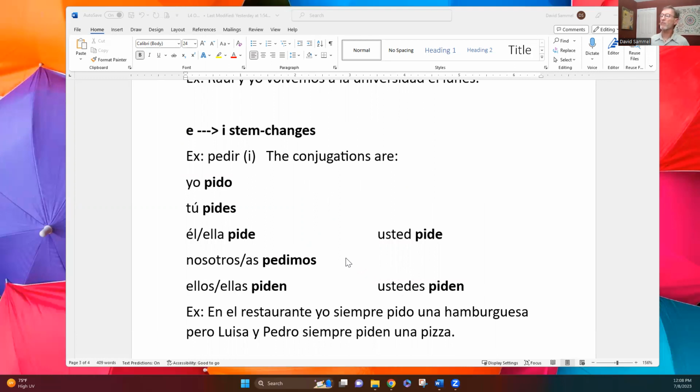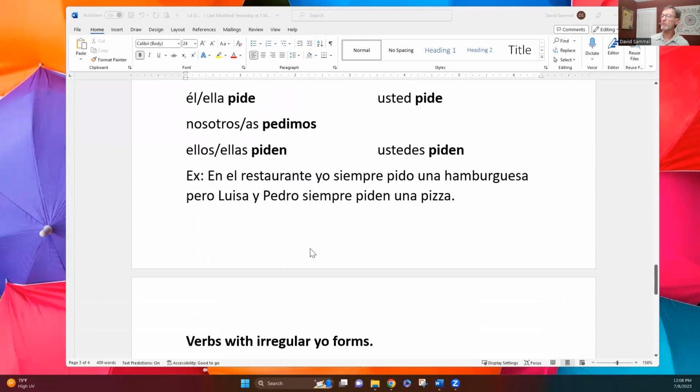So as I mentioned, the verb pedir can mean to order your food. So let's look at an example here. En el restaurante yo siempre pido una hamburguesa, pero Luisa y Pedro siempre piden una pizza. Okay? Just another stem changing verb that you need to know.